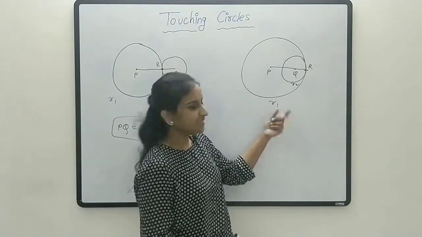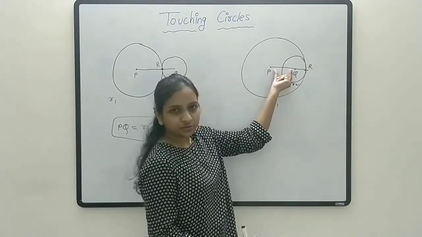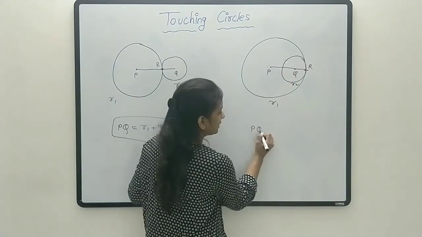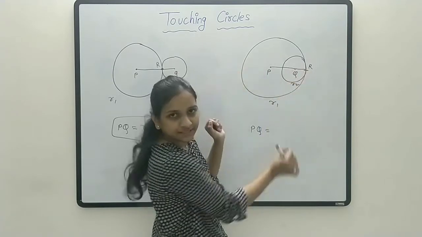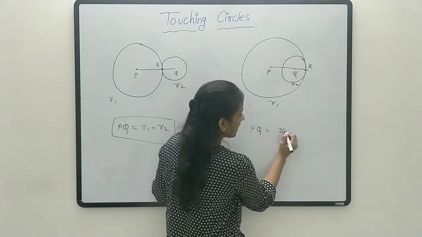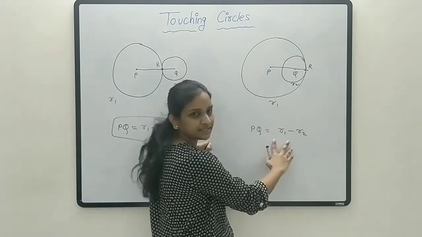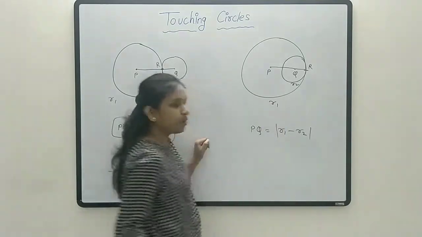And let's find the distance here, the distance between the centers of the two circles. PQ is equal to the big radius minus the small radius. Right? So we can say R1 minus R2. As the distance is always positive, we can take the modulus.